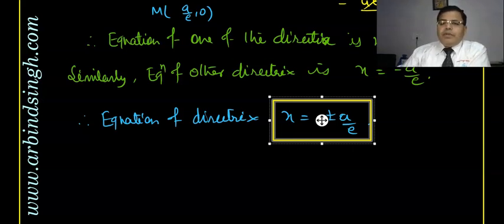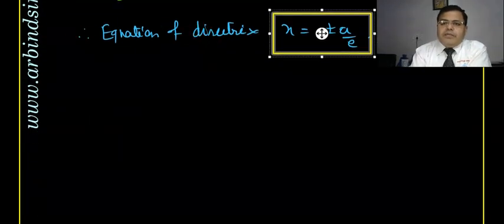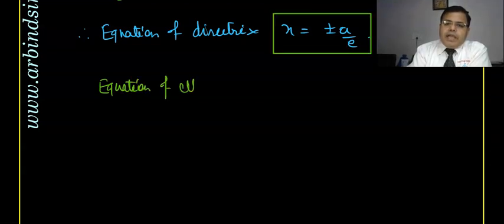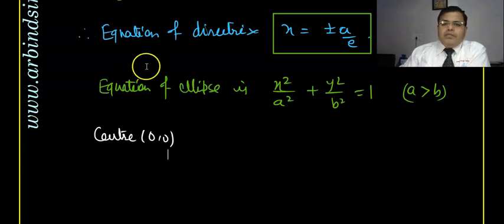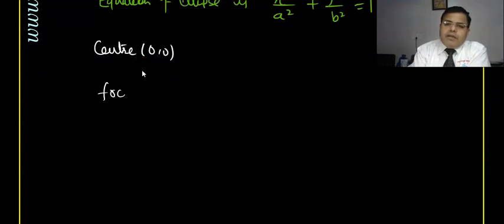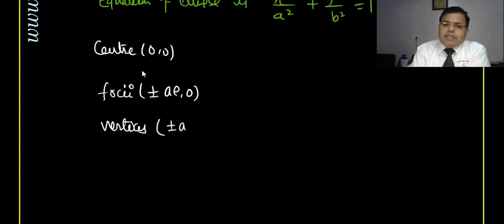So here a few things you need to remember before proceeding to the question, that is, what is an ellipse and what are the points that you have to take care of. First thing, the equation of ellipse is x square by a square plus y square by b square is equal to 1, where a is greater than b. Then the center is 0, 0, there are two foci, and the foci are plus minus AE comma 0 or C comma 0. Vertices are plus minus A comma 0.